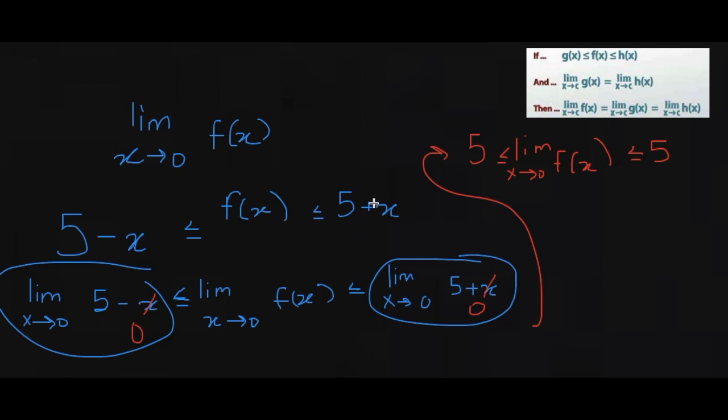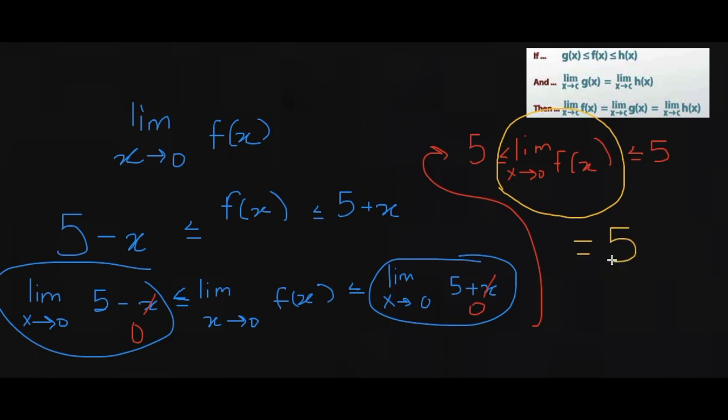Now, what the squeeze theorem tells us is that if f of x is sandwiched between two functions, g of x and h of x, which it is, and the limit of g of x as x approaches 0 and h of x as x approaches 0 is 5, therefore the squeeze theorem tells us that because the limit of the functions on both sides as x approaches 0 is 5, the limit of f of x as x approaches 0 must also be 5. So that's how we use the squeeze theorem.